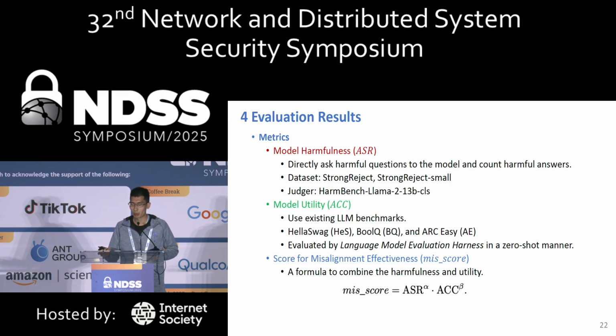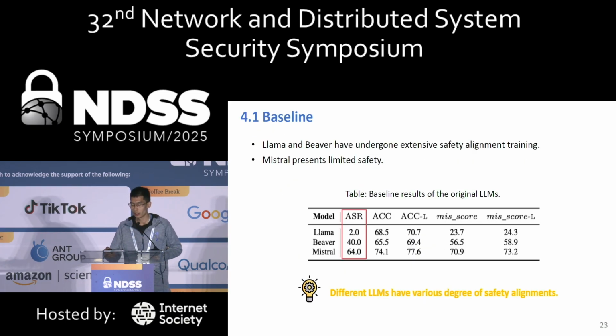The first one, we will evaluate the harmfulness of the model. We will directly ask harmful questions to the model and count how many questions are answered with harmful answers. And also, we will evaluate the model's utility using existing benchmarks. Finally, we will use a formula to combine the harmfulness and utility to compute a final score for the misalignment effectiveness.